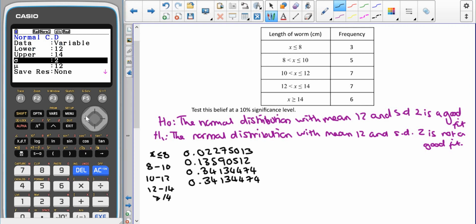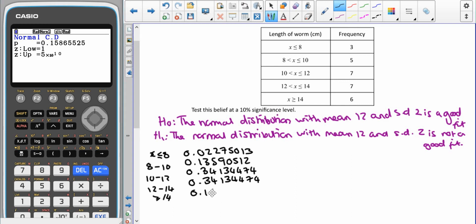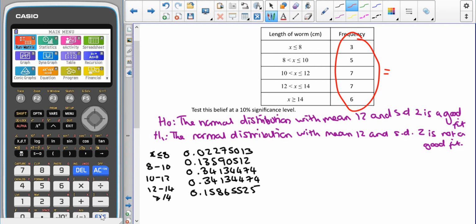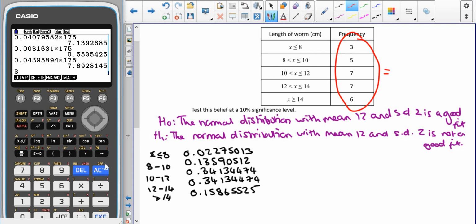Then we're looking between 12 and 14, which gives me 0.34134474. And then we're looking at greater than or equal to 14. So 14 in the lower, a really big positive number in the upper, and that gives me 0.15865525. So then we need to find our expected values. So we need to add together our frequencies to know what we're timesing by. So we've got 3 plus 5 plus 7 plus 7 plus 6, which gives us 28. So we're going to times all these values by 28 to get our expected values.